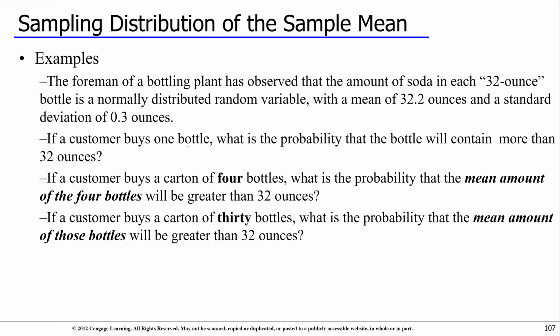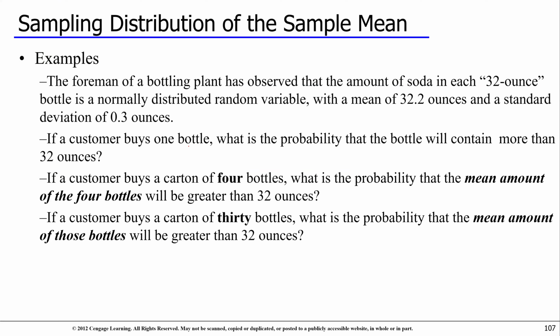So we have our first practice problem, and we're going to read through this and look at the important concepts. The foreman of a bottling plant has observed that the amount of soda in each 32-ounce bottle is normally distributed. So keyword, normally distributed. It has a mean of 32.2 ounces and a standard deviation of 0.3 ounces. And I give you 3 questions.